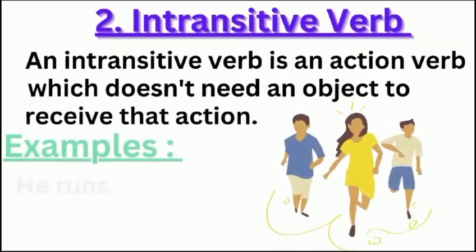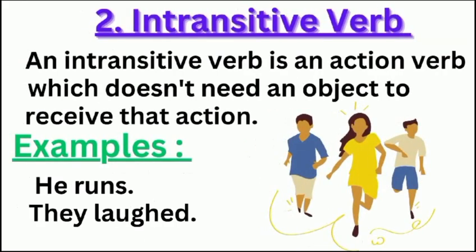2 intransitive verb. An intransitive verb is an action verb which does not need an object to receive that action. Examples: he runs. They laughed. In the given sentences, runs and laughed are intransitive verbs.